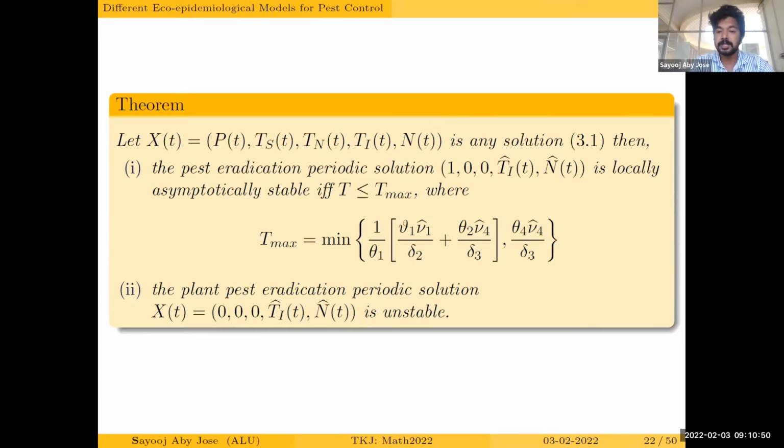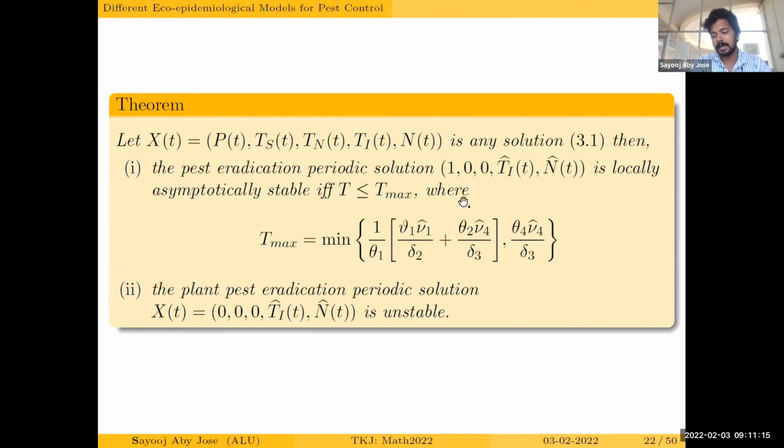We cannot say anything about that eigenvalue, so we find in which period that eigenvalue is negative. That period is called T max. So we can say that all the eigenvalues are negative in this period, which means that the pest-free solution is stable in this region, from 0 to this period. So we need to reduce this, or we need to produce the impulses within this period.